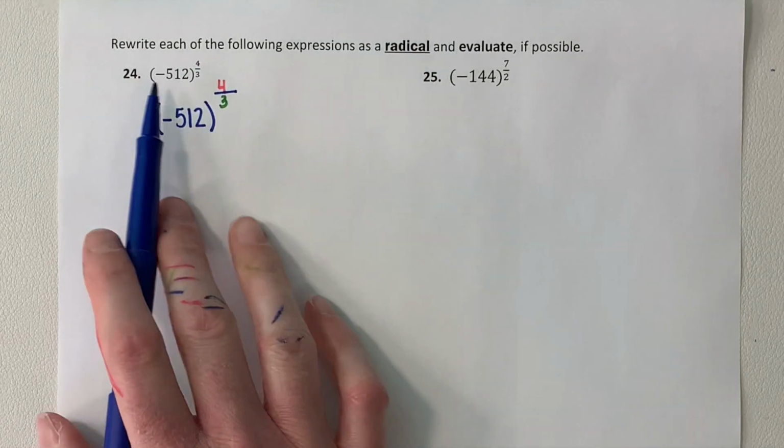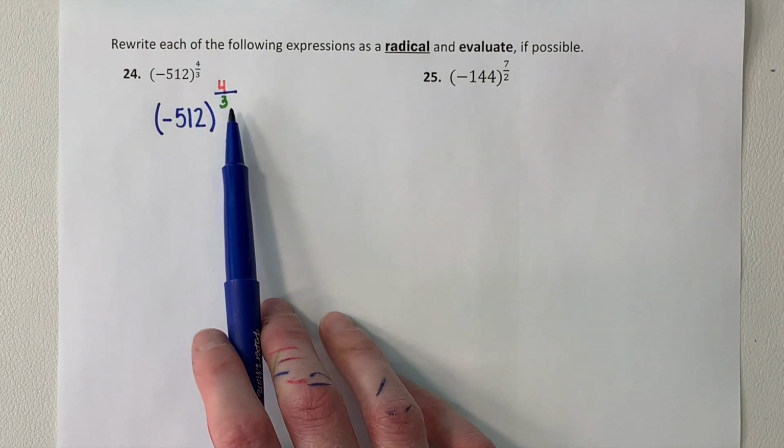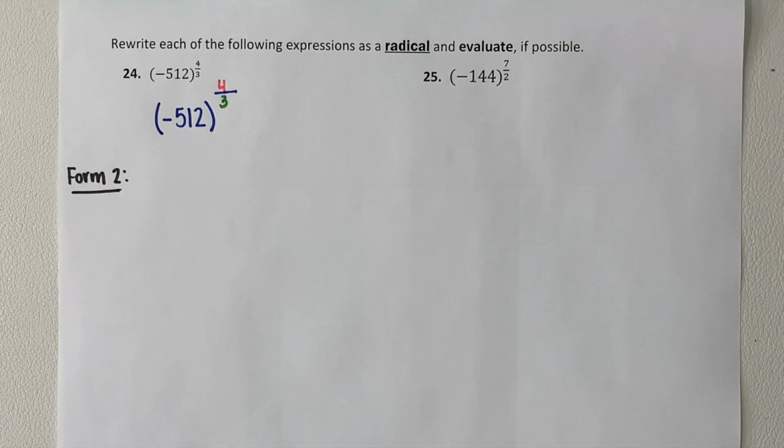I've started by just color coding this original problem. To rewrite this fractional exponent using a radical, we can use either form 1 or form 2 that we learned on the previous page. But I'm going to pick form 2 because it often avoids the really large numbers that you can get with form 1.